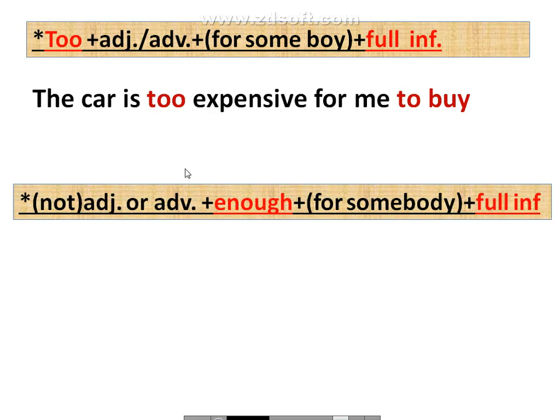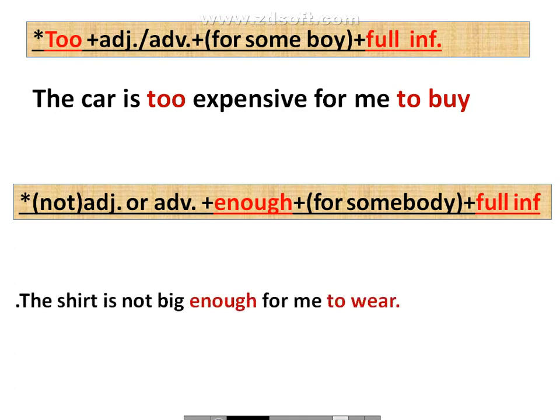Enough is preceded with an adjective or adverb in the negative or affirmative form. Plus for somebody, which we can omit, plus a full infinitive, which means to plus the base form. Look here: the shirt is not big enough for me to wear. Enough is preceded with an adjective in the negative form and followed with to wear, which we call the full infinitive.